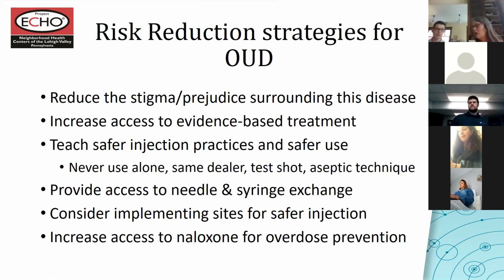Things like not using alone, so that if something does happen, there's someone there to help you. Sticking with a single dealer, doing a test shot, using aseptic techniques. These are preventing a variety of different possible bad outcomes, from overdose to infections. Some other ones that we don't have access to locally is provide access to needle and syringe exchanges, but I'd be interested in some lively discussion about that. Consider implementing safe injection sites, and then increasing access to Naloxone for overdose prevention.